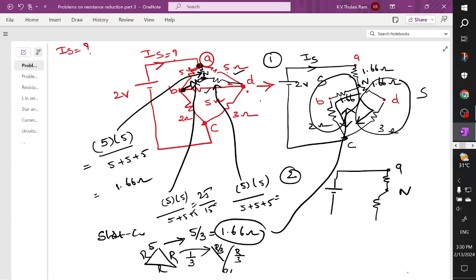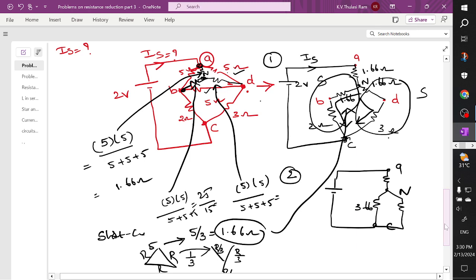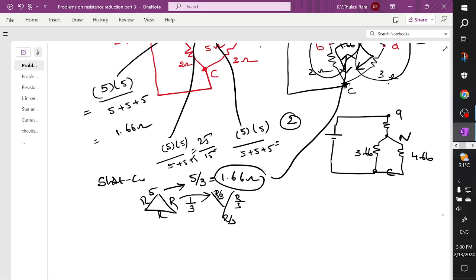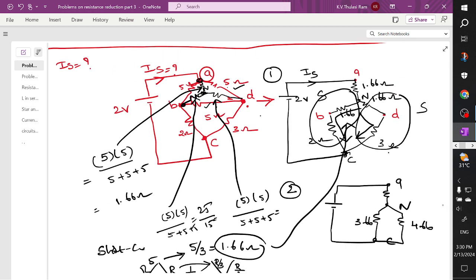and I am going to get one single resistor, which is connected to the point C. So this is C point, and I am joining here. So here these two are in series connection. So 2 plus 1.66, which is 3.66 ohm. This is 3 plus 1.66, which is 4.66 ohm. So when you solve it, this is 1.66 ohm.